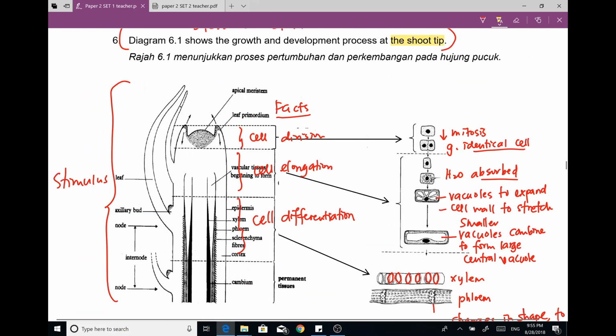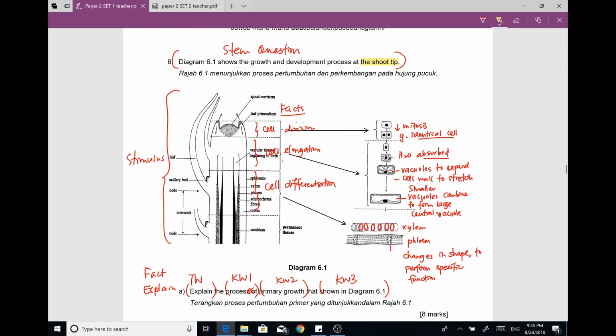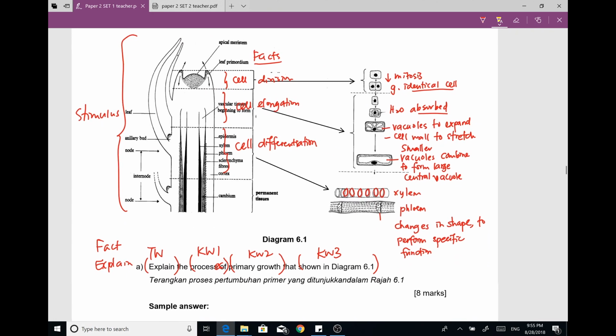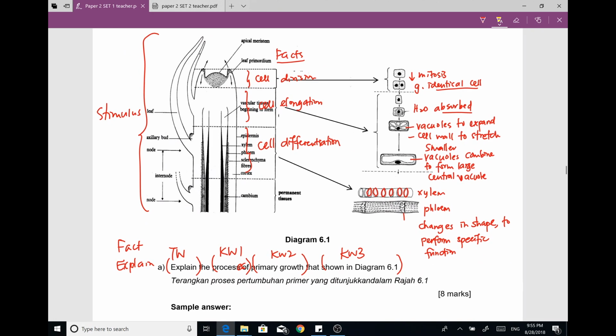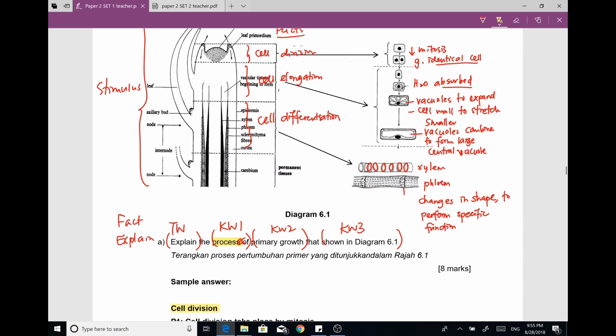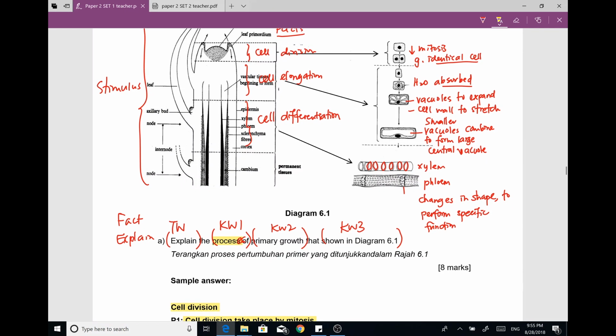Okay, so let me summarize again. When you are given a question, remember to identify the 4 components of it. The first one will be the STEM question, followed by the stimulus, task word, and keywords. Remember to construct the idea based on the keywords that we have. For example, naming the processes will give you the marks. And then remember to direct all your answers to primary growth. Don't talk about the lateral cambium. Alright, and then your answers must be related to this diagram.